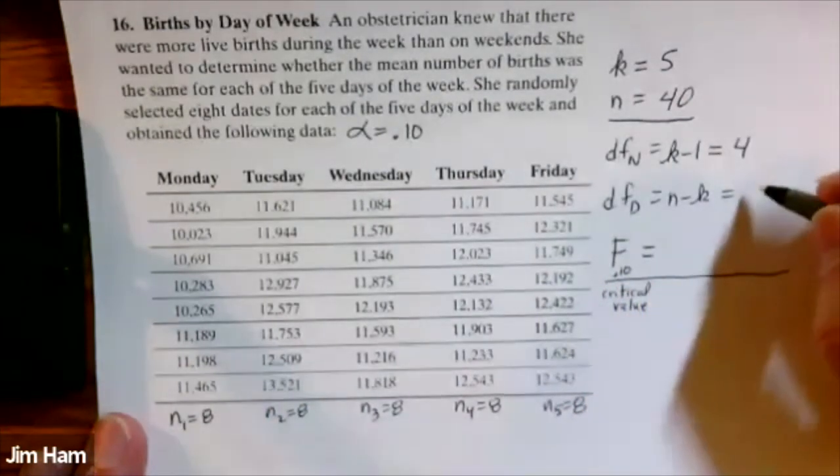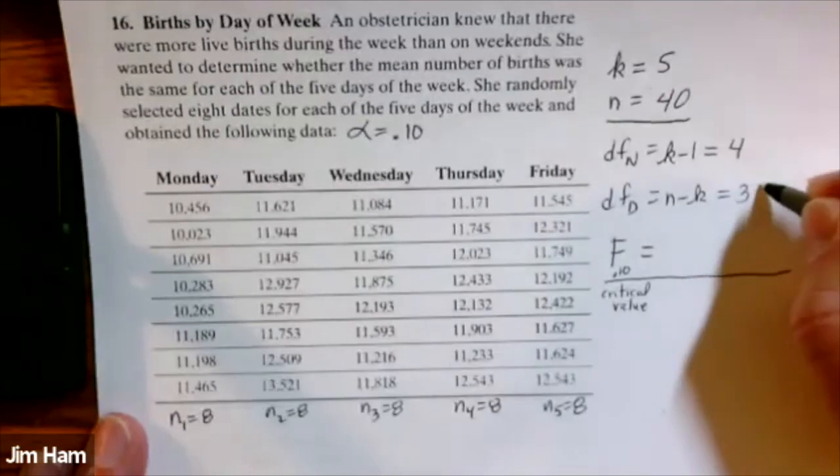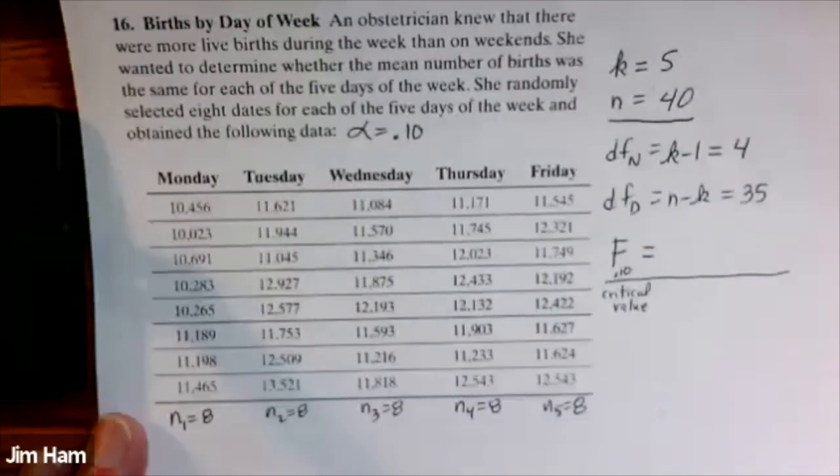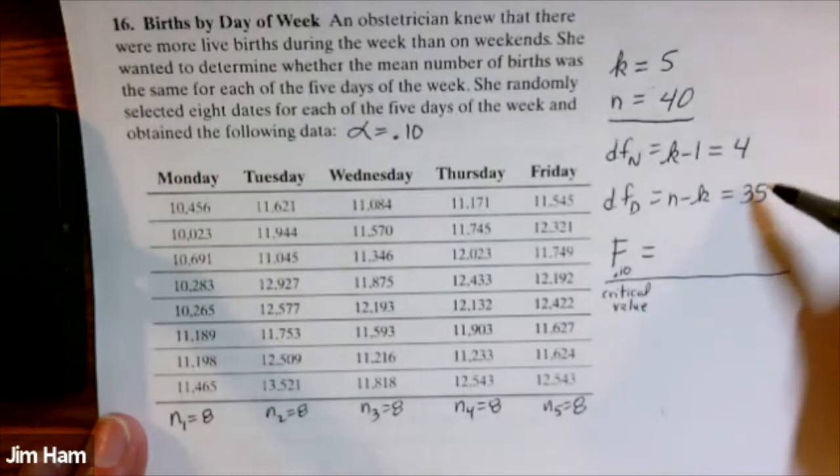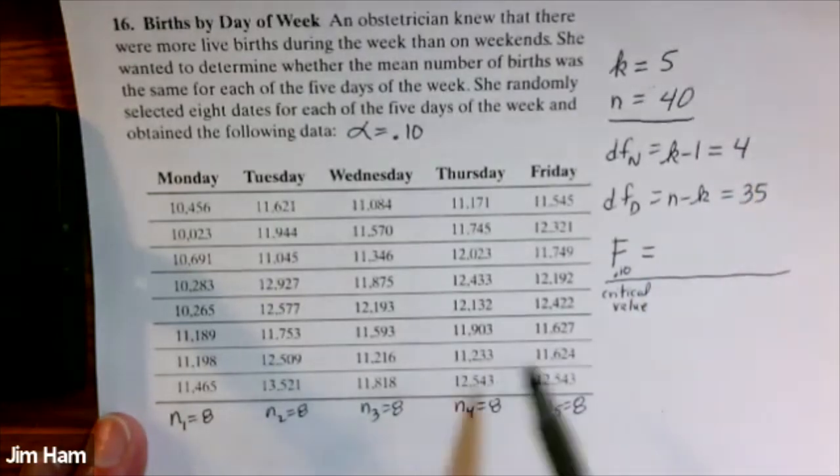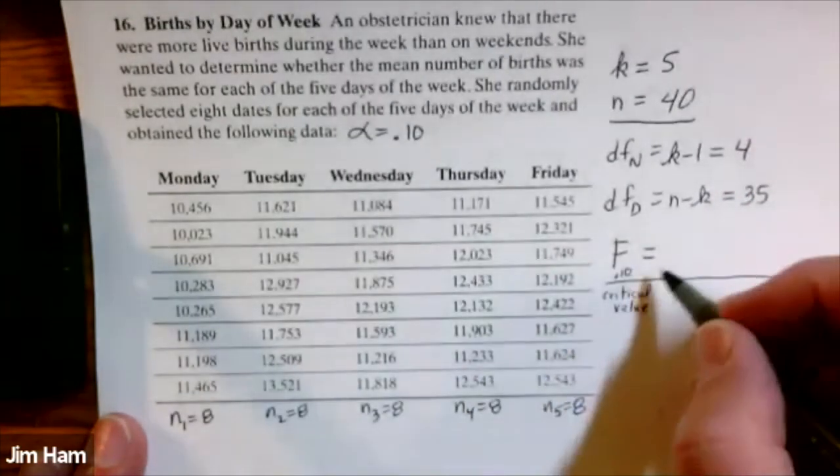That's 40 minus 5, 35. Right? And if you add those two together, you get 39. 39 is one less than the 40. Okay, now the critical value.